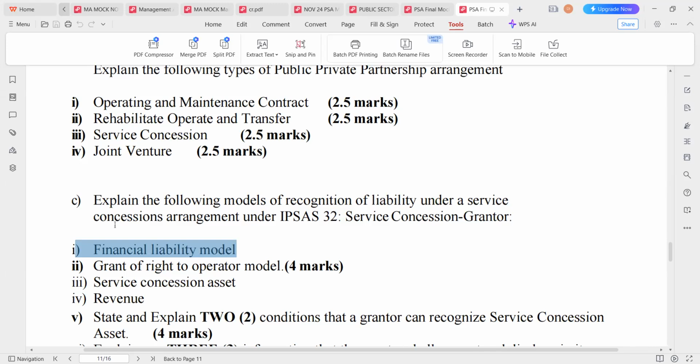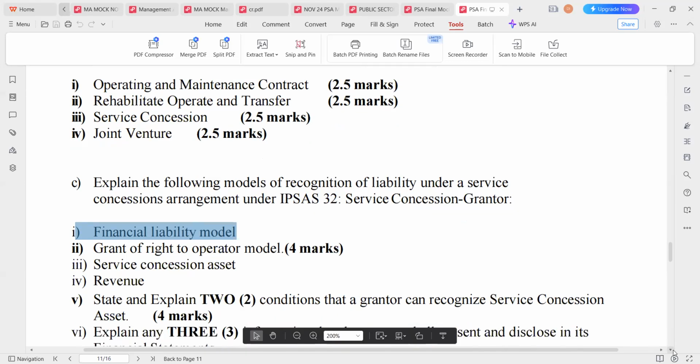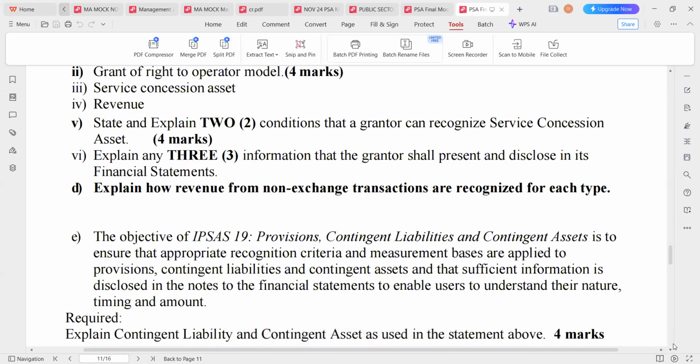All right, so basically that is all. That is IPSAS 32, service concession. Grantor, that is the government. Explain how revenue from non-exchange transactions is recognized for each type. What are examples of non-revenue asset recognized?